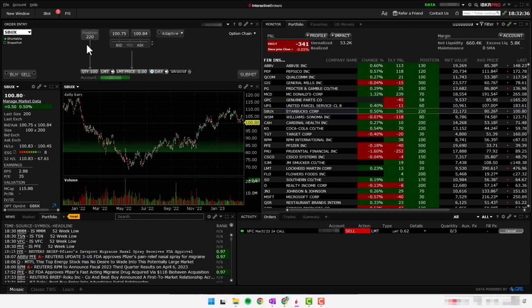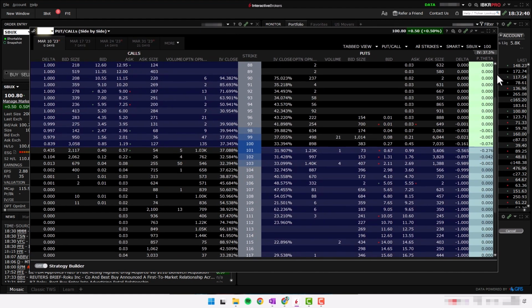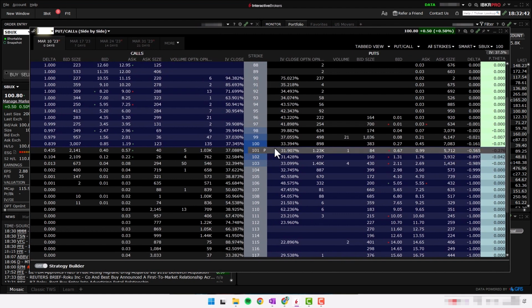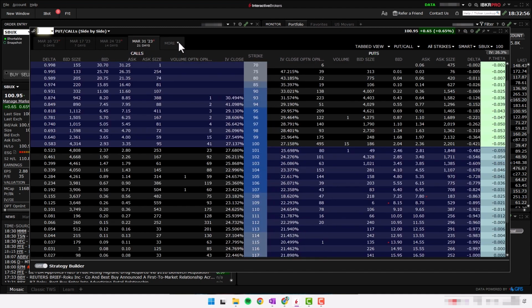This is a stock I have, and let's click on option chain. Option chain gives us the idea of all the options we can buy or sell related to Starbucks. Let's go to see on top right here. You can see that there is the expiration day at 7 days, 14 days, 21 days, or so on. We can decide the one we want.